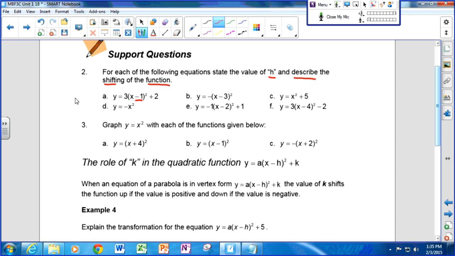Okay. So in this case, for 2a, we have 3 times x minus 1 squared in brackets plus 2. And remember that if we see a negative sign in those brackets, it means that our h value is positive. So in this case, h equals 1. And since our h value is positive and it's 1, then we know that it's going to shift 1 unit right.